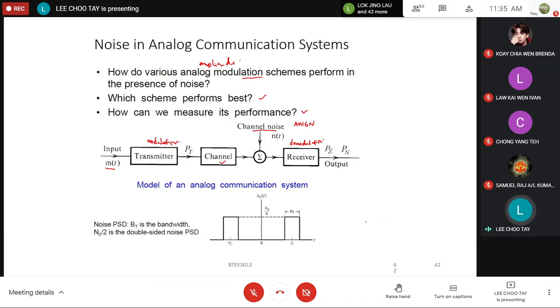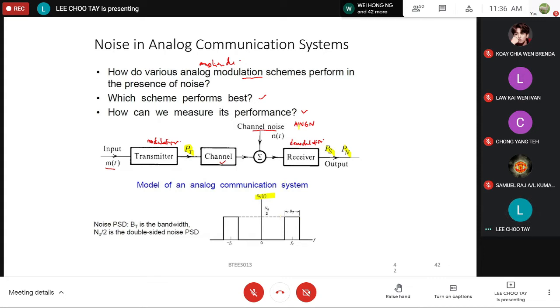Okay, so I'm going to use a few symbols here to represent the power. PT is the power of the signal that I transmit. PS is the power of the signal that I receive at the receiver. And PN is the power of the noise that comes together with the signal that I receive. We are going to use additive white Gaussian noise, which has a noise spectral density of this form.